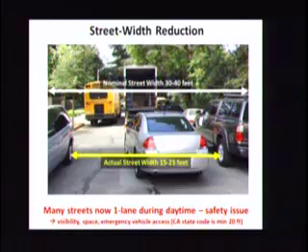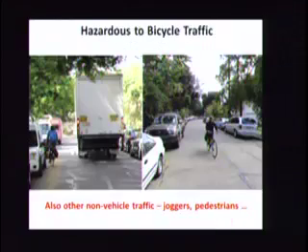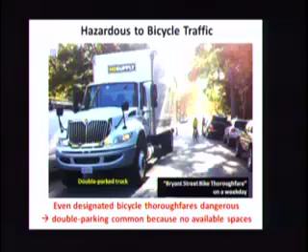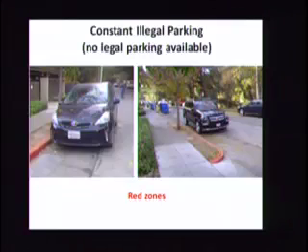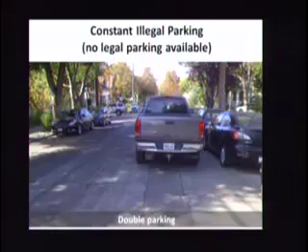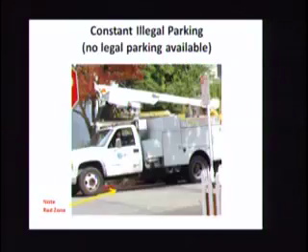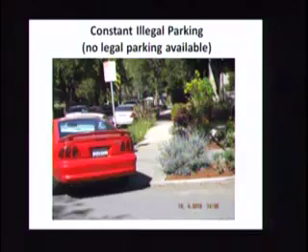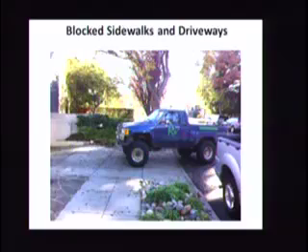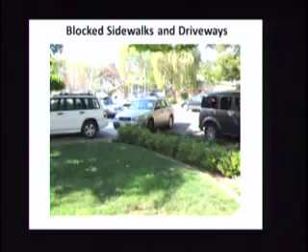So, problems. When you've got cars parked down both sides of the street, it's essentially 15 feet narrower. A lot of streets in the neighborhoods are narrow to begin with, so a lot of them are essentially one-lane streets now. It's a safety problem. You can't get emergency vehicles through. It's hazardous to things like bicycles. This is Bryant Street, which is supposed to be a thoroughfare for bikes, but when you have big trucks double parked across it, it's not safe. Constant illegal parking because there's no legal parking available. Red zones, double parking, corners and fire hydrants, sidewalks and driveways. Almost done here. This one, wow.